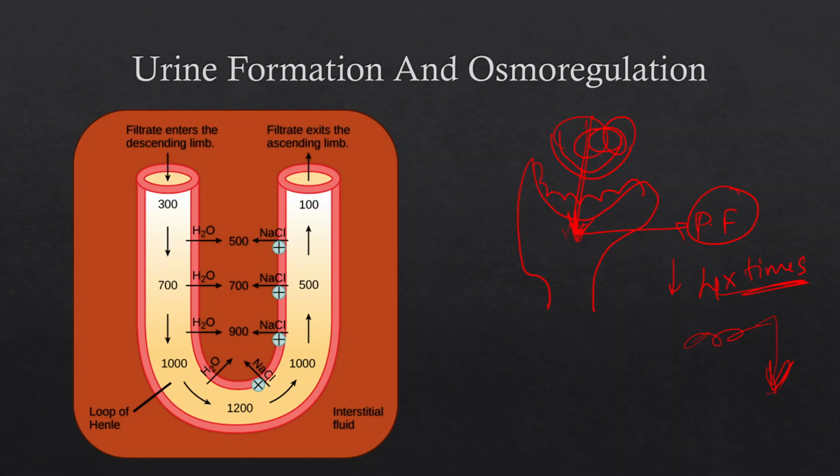We require water in our body, so we have to take back that water, and this removal of water and electrolytes which are essential for our body is called reabsorption. Absorption is already happening in the intestines, and here, if some other things are left, it is absorbing again, so it is reabsorption.